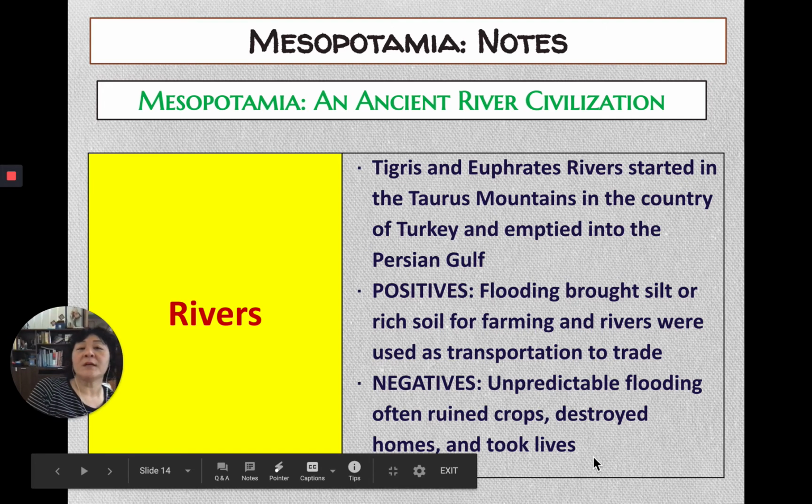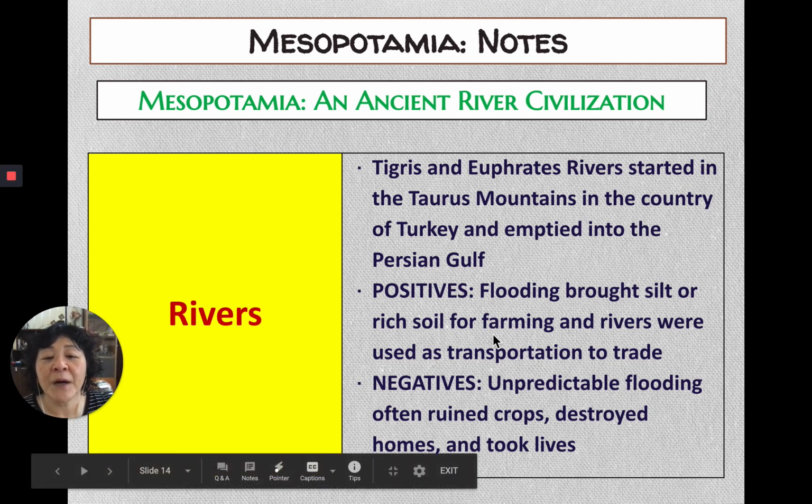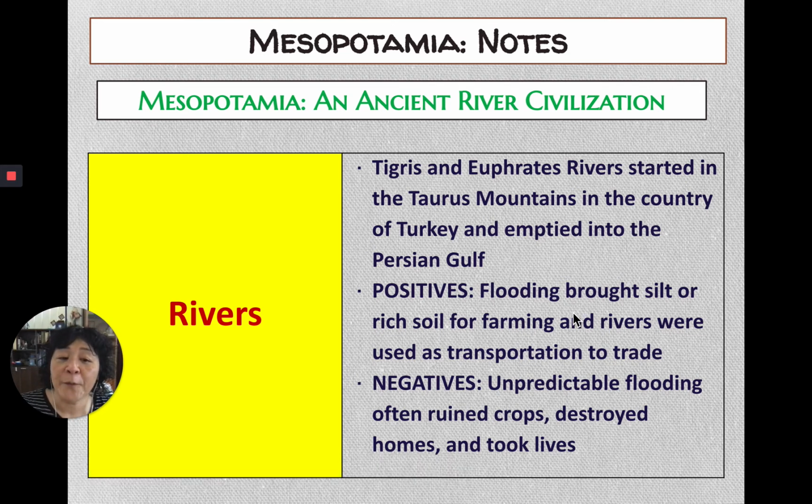Alrighty. And so again, I know we're seeing some repetitive stuff, but I think it's good to hear the information over and over so it kind of sticks in your brain. So the Tigris and Euphrates rivers started in the Taurus Mountains in the country of Turkey and emptied into the Persian Gulf. And again, we're recapping some positives and negatives. So positives were that the flooding brought silt or rich soil for farming, and the rivers were used as transportation to trade. Also, we can say that they used it for drinking water, right? Some of the negatives, though, were the unpredictable flooding that often ruined crops, destroyed homes, and took lives.